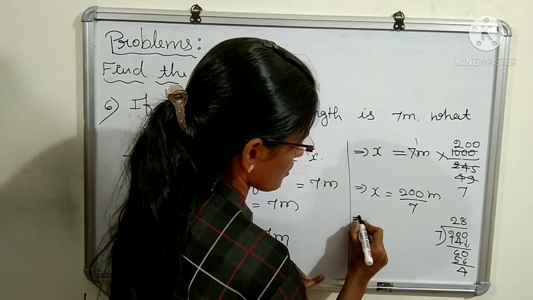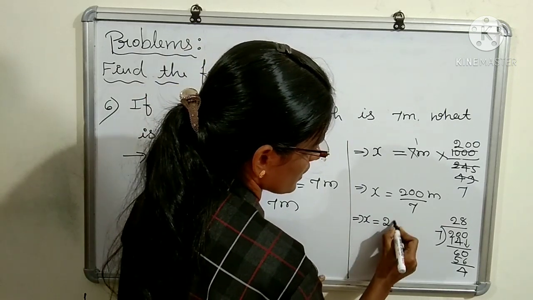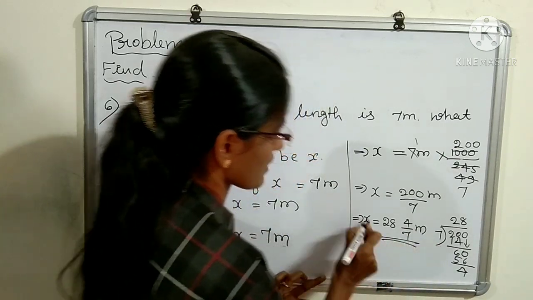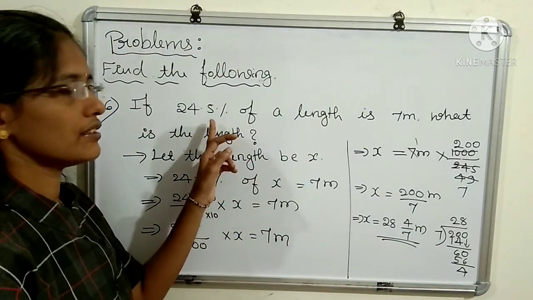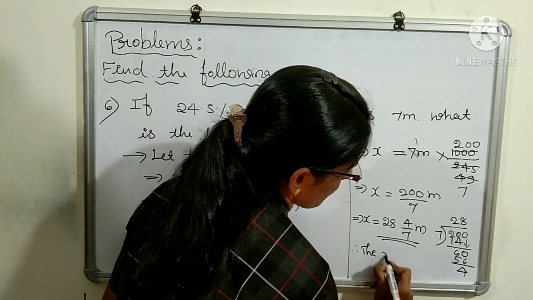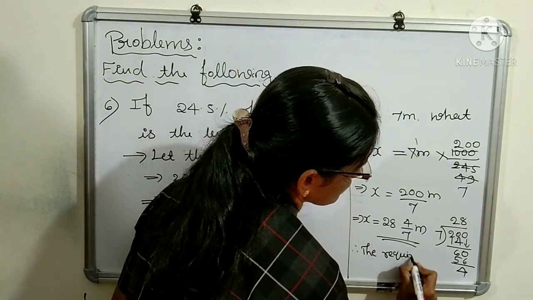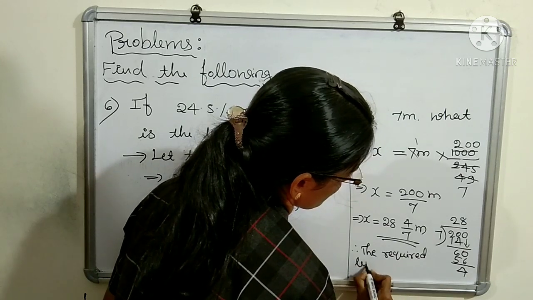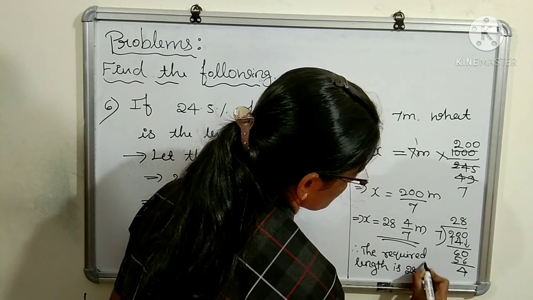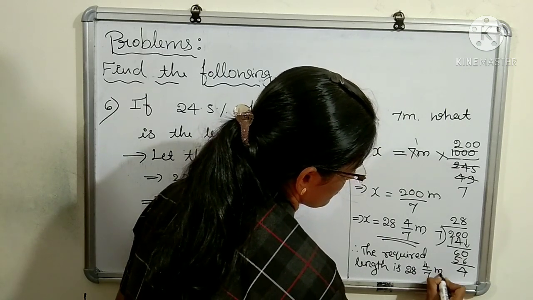So in mixed fraction how to write? 28 integer 4 by 7 meter. What is this x, students? X is the required length. Therefore the required length is 28 integer 4 by 7 meter.